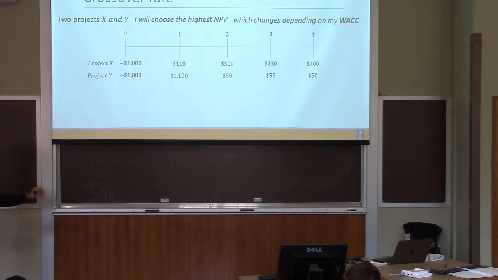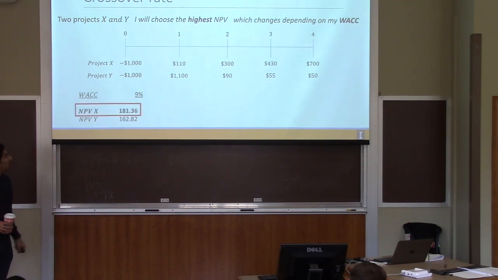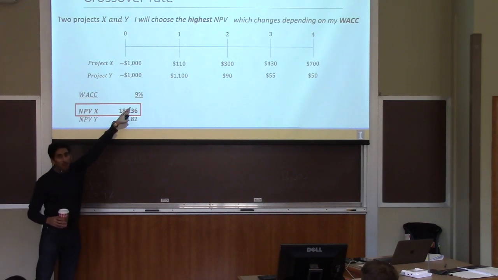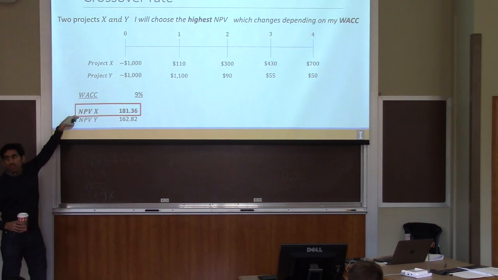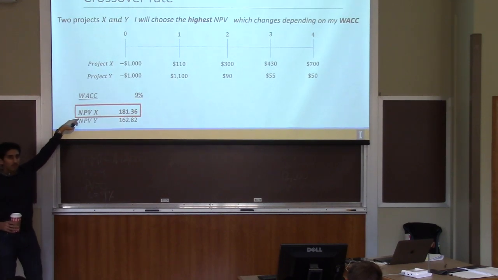So I'm going to give you 3 examples. Example 1. If my WACC is 9%, this is the NPV of both projects. This is the higher one. I would go with project X.